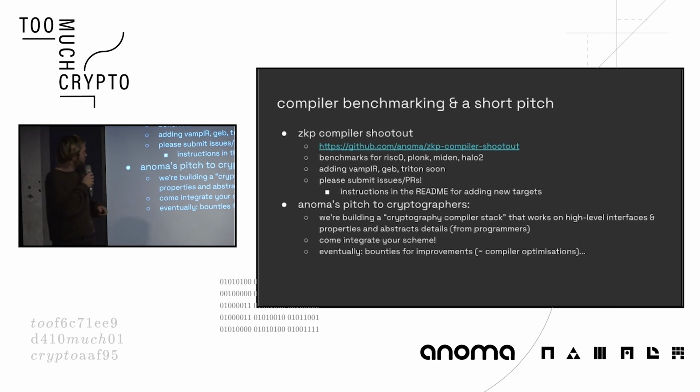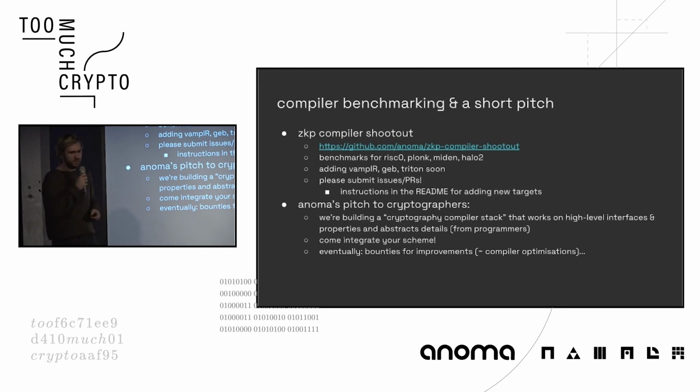Also, we did a bit of benchmarking to justify this effort to write an IR, and you could find that at ZKP Compiler Shootout. It has benchmarks now for RISC-0, Plonk, Mine, Halo 2, and we will be adding Vampire, Geb, and Triton. I think there's some Triton people in the audience. Soon, please submit issues and PRs. We're very happy to add new targets as well. Of course, there's some apples to oranges here. We've tried to be very clear about what is the apples to oranges, what is the apples to apples, how to learn what you care about from benchmarks. But it is useful just to get a sense of the order of magnitudes of things.